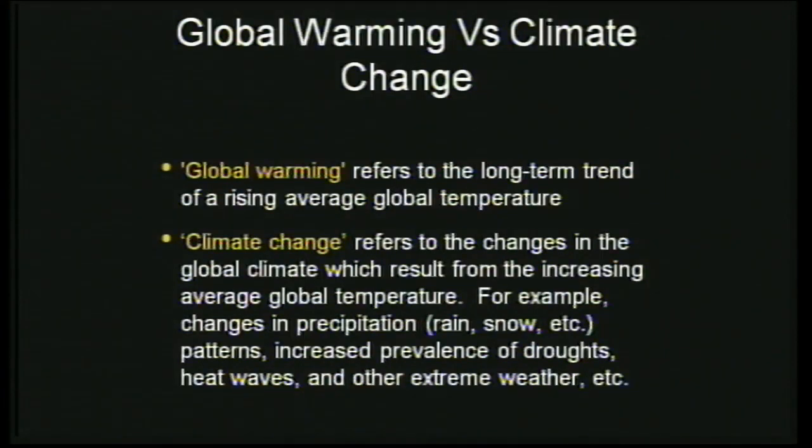For example, as I showed you in the slide, changes in precipitation. Precipitation can be rain, snow, or any form of water. Increased prevalence of drought, heat waves, extreme weather events, cyclones. We are seeing more severe cyclones, more frequently. It's not that it was not happening, but now it is happening more frequently and more severely. That's what we are experiencing.